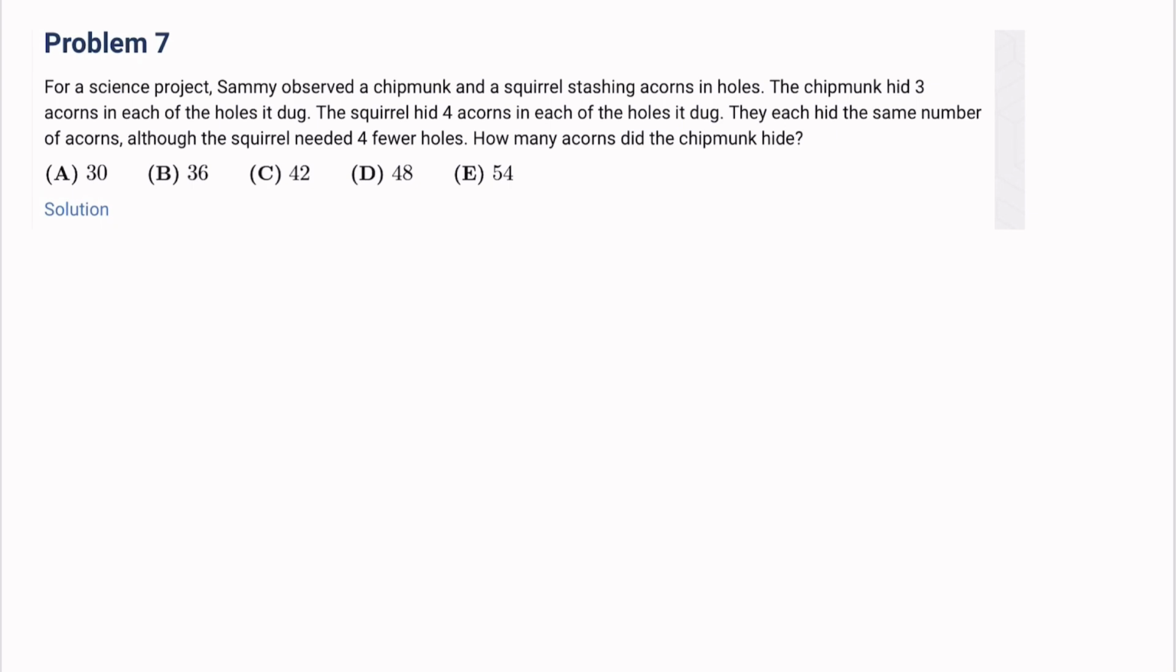Number 7, for a science project, Sammy observed a chipmunk and a squirrel stashing acorns in holes. The chipmunk hid 3 acorns in each of the holes. The squirrel hid 4 acorns in each of its holes, and they each hid the same number of acorns, but the squirrel needed 4 fewer holes. Okay, so let's say that the squirrel needed x holes. And that means that the chipmunk needed x plus 4 holes, right?